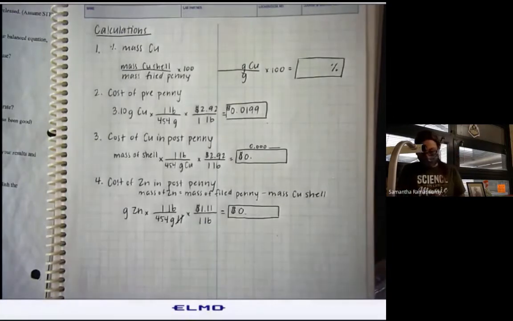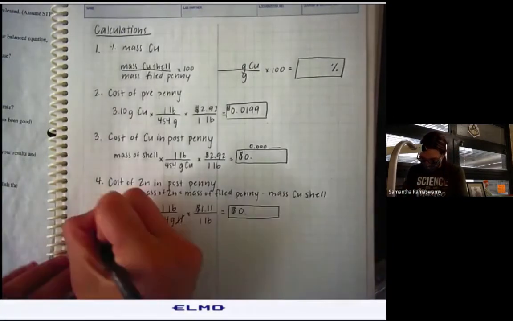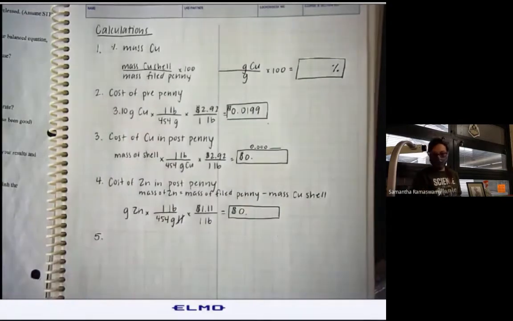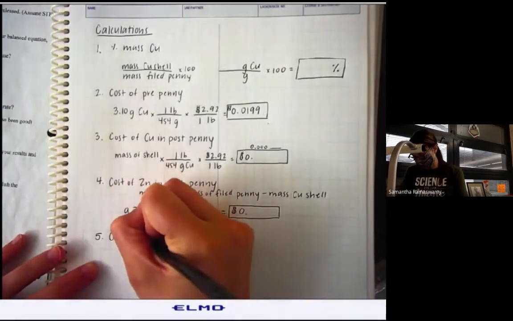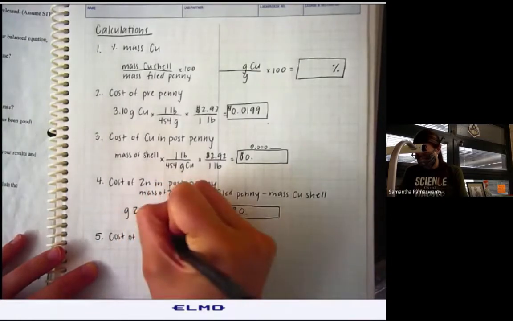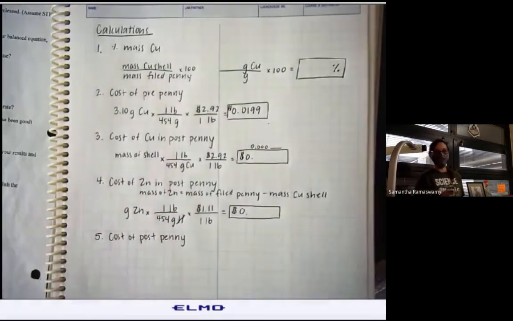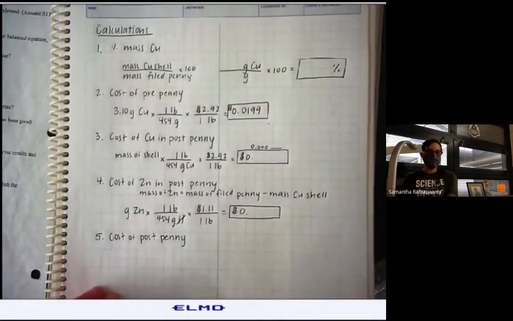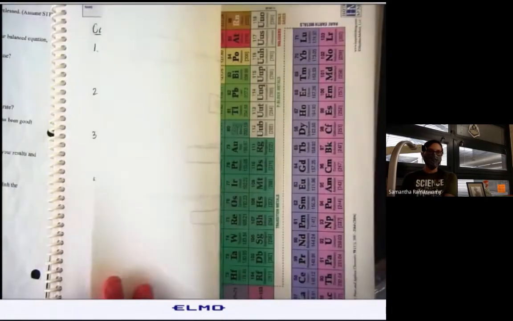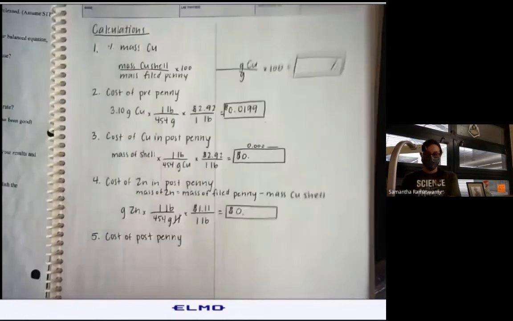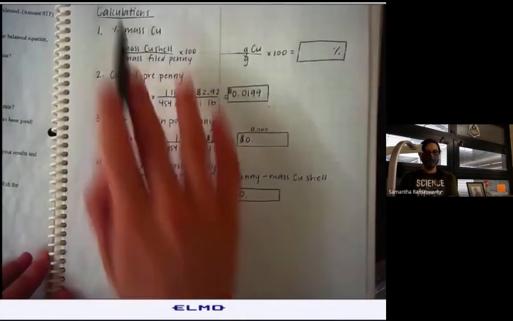And then finally, number 5 says, sum up the answers to 3 and 4 to get the cost of materials in a post-1982 penny. So I'm going to label this "cost of post penny." And again, once you run out of space, if you need to go to the next page, you're just going to continue on just like normal. Just remember, blue page and yellow page should be together. And then you'll flip to the next one, and you can just write "calculations continued" at the top.